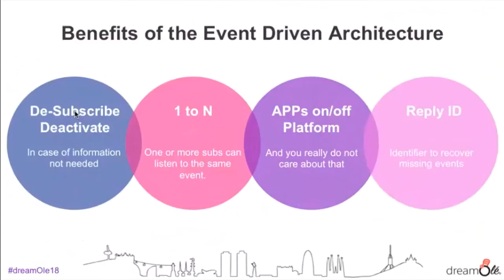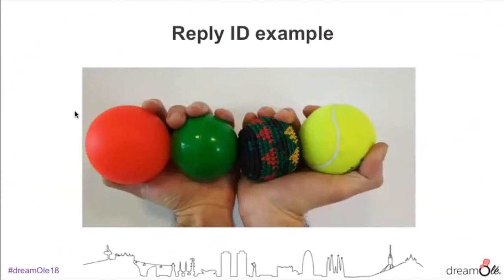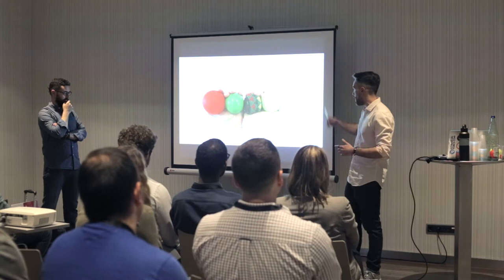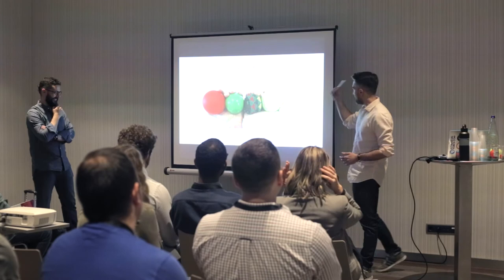And the replay ID. The replay ID is an identifier, as it says here, an identifier to recover. Let me explain with this group. So imagine those both are events. Each event has its own replay ID. So we have the red replay ID, the green replay ID, and the tennis ball replay ID.